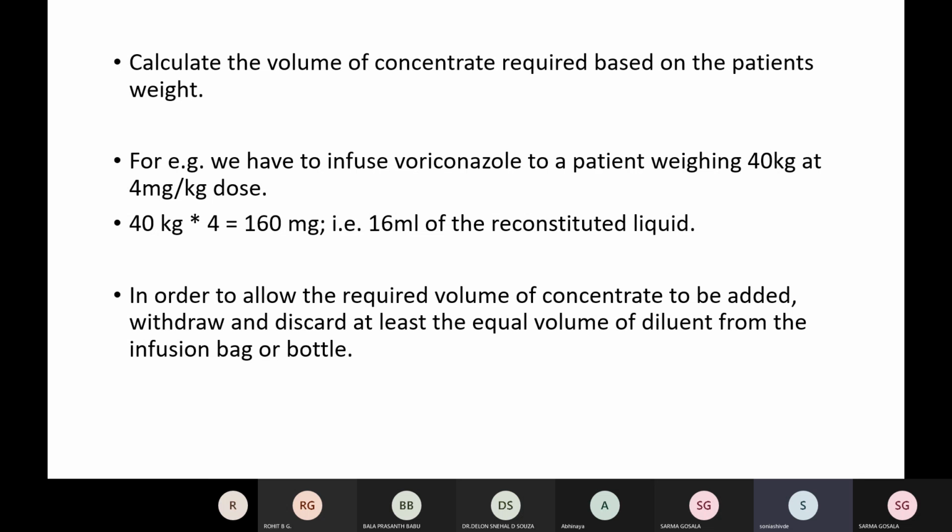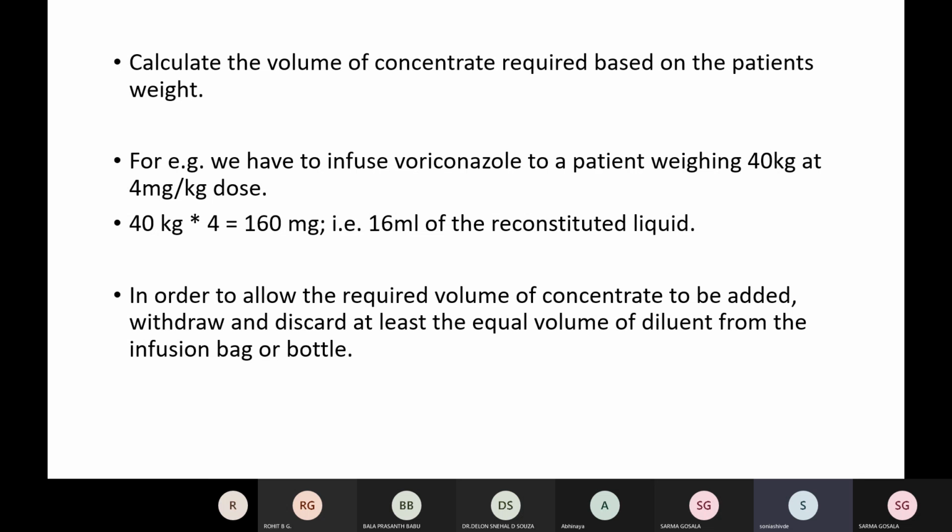Suppose I want to give voriconazole IV injection to a patient weighing 40 kg at a 4 mg per kg dose. The patient's dose requirement will be 40 kg times 4, that will be 160 mg. So I can use one vial of voriconazole which contains 200 mg. I will reconstitute the solution with sterile water, and out of that I will take 16 ml of the reconstituted liquid, because each ml contains 10 mg of voriconazole. So 16 ml will contain 160 mg of voriconazole.